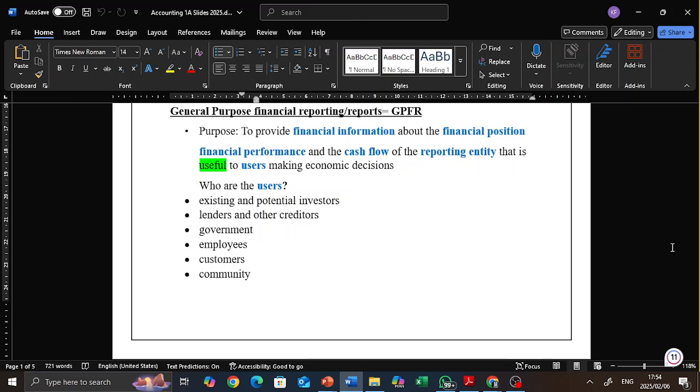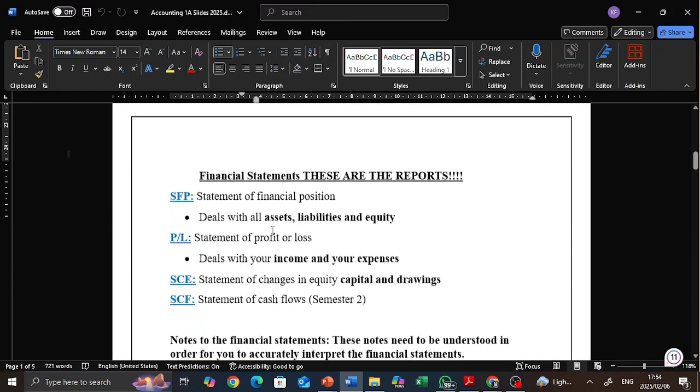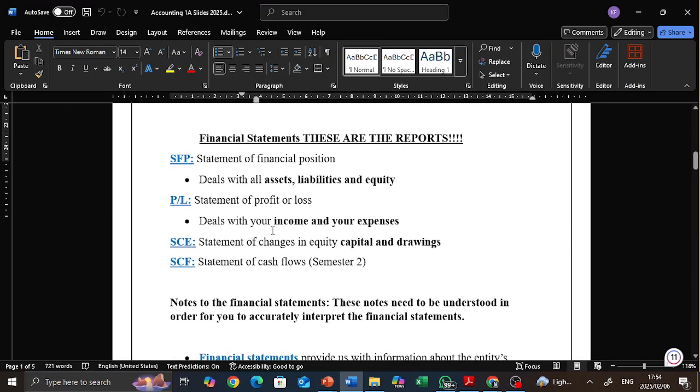Okay, so now all of these things of the entity have been reported: information, position, performance, flow, right? It needs to be useful. This information needs to be useful to the users who are making economic decisions, all right? These are examples of the users, okay? Once again, in your UJ slides, you're not missing out, right? Is everyone okay? Can I keep going?